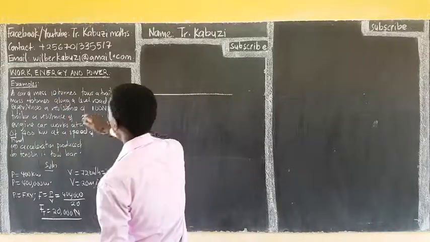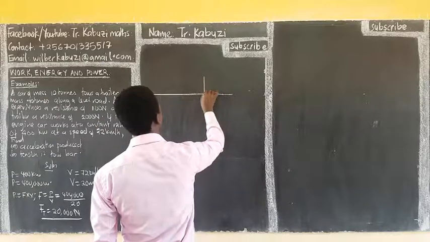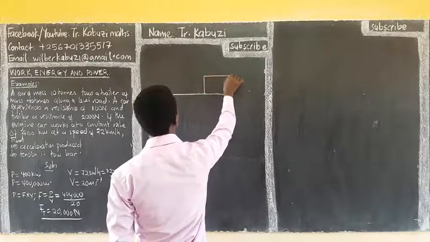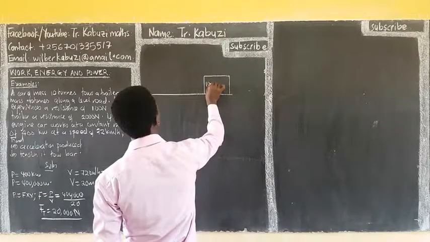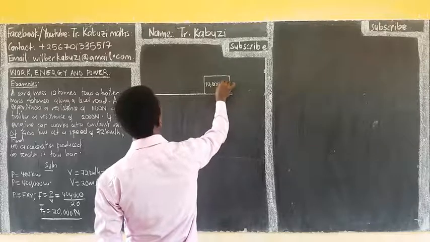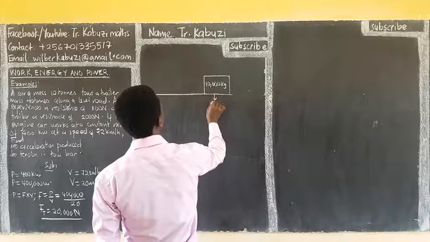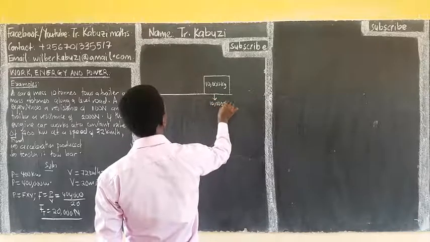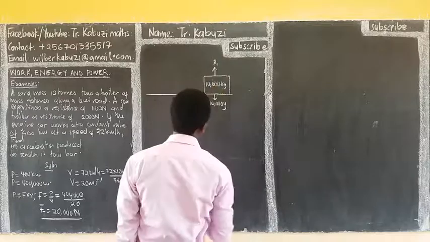So we have a car. We start with our car here. This is going to be our car. This one is 100 tons. 100 tons means 10,000 kilograms. Of course, we are going to be having weight of 10,000 g. And then this one is going to be having reaction 1.